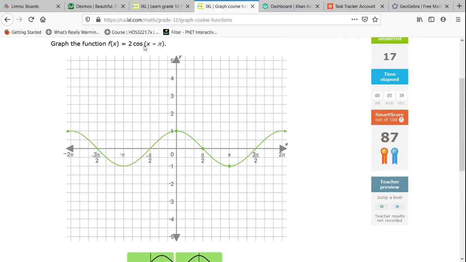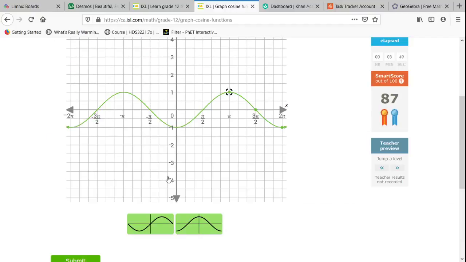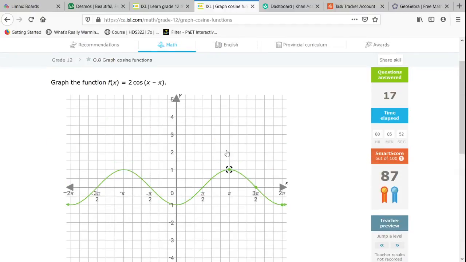Now here we have a 2 and our phase shift x minus pi is a phase shift of pi units right. So we end up here. Oh, but I almost forgot that amplitude change of 2.